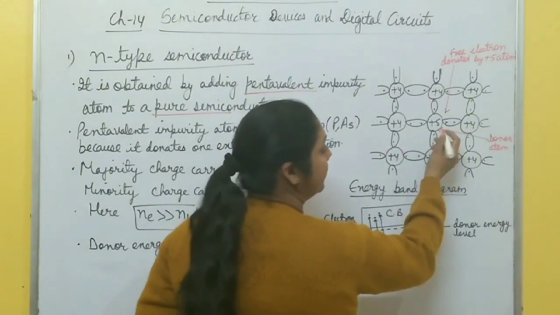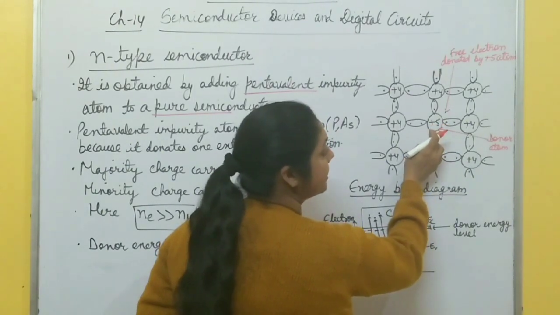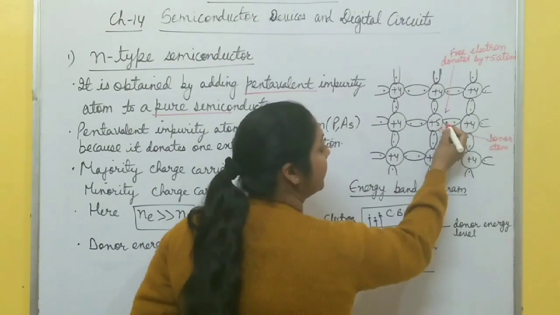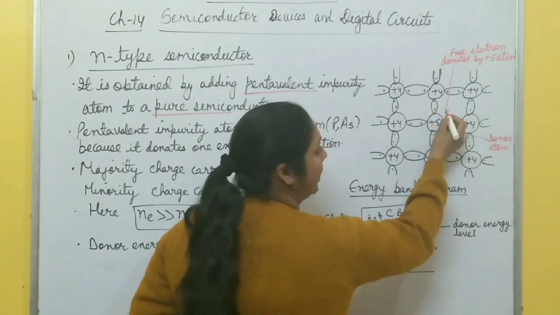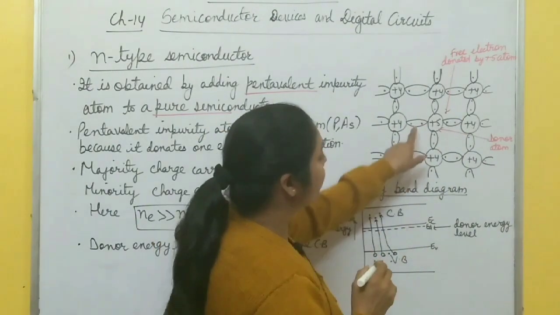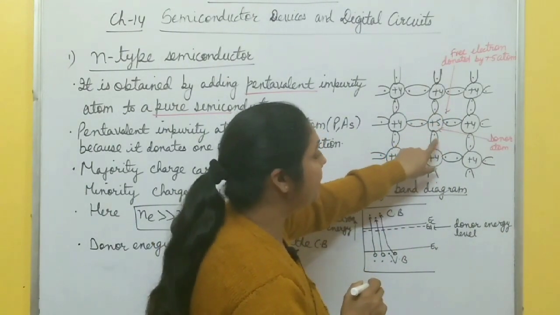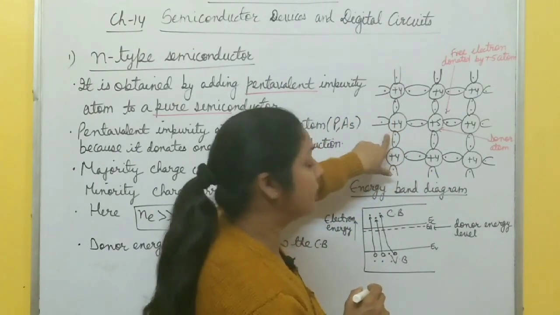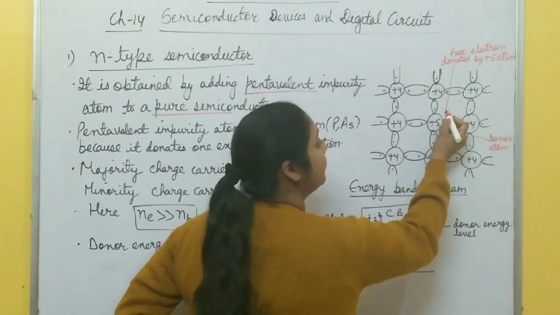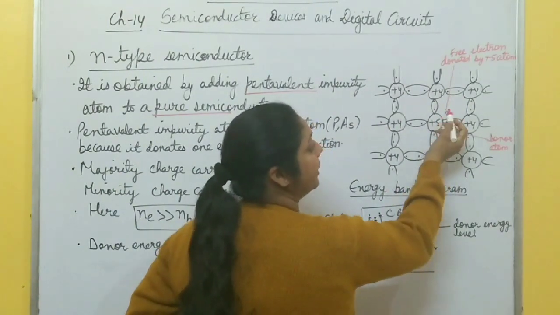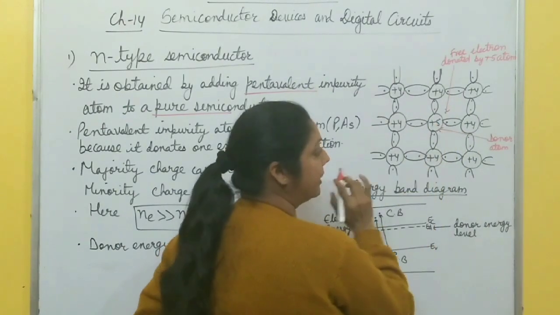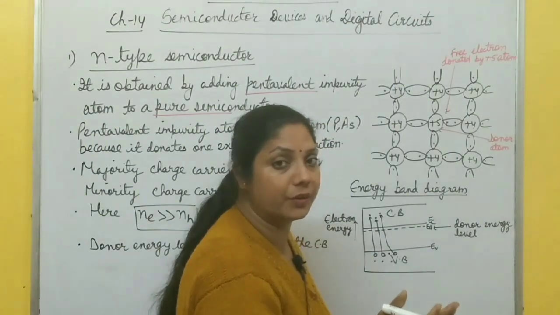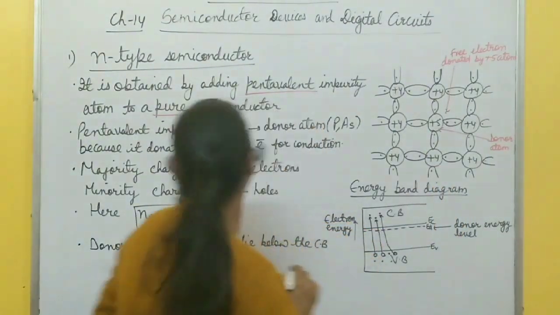And if you add one, this one is +5. It means this is a pentavalent impurity atom, which has 5 valence electrons in the outermost shell. 1, 2, 3, 4, and one is here, right? 4 valence electrons of the impurity atom form covalent bonds with the 4 neighboring pure semiconductor atoms, right? But this 5th electron is free, and this free electron is donated by the +5 atom, right? This impurity atom donates one extra free electron, so that's why it is also called a donor atom.